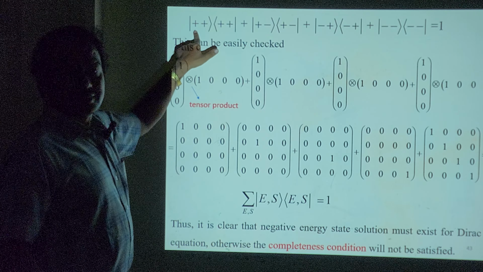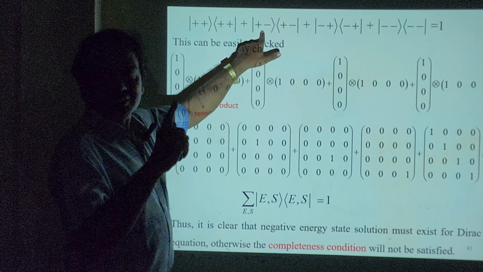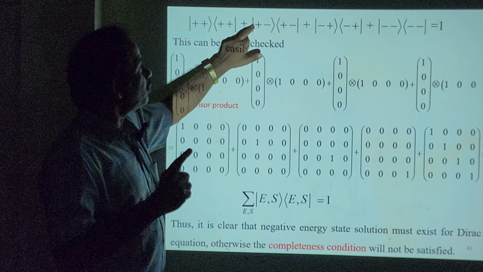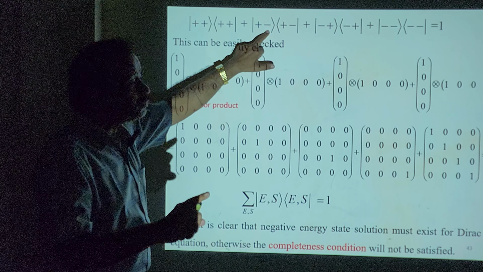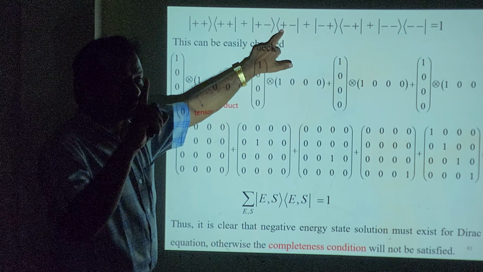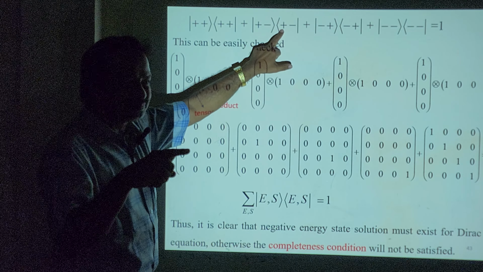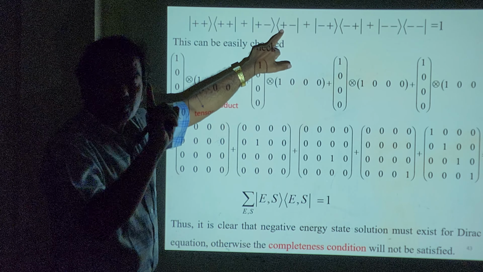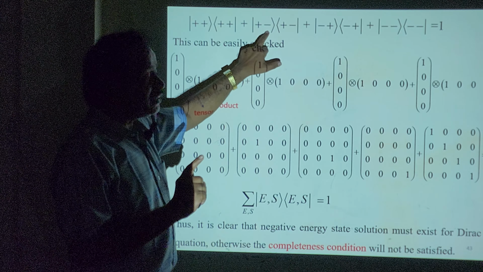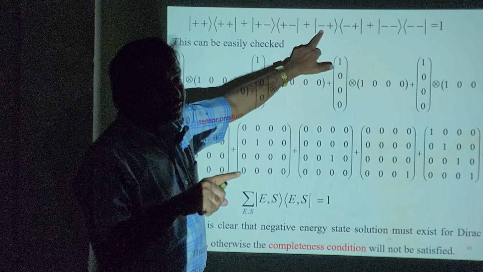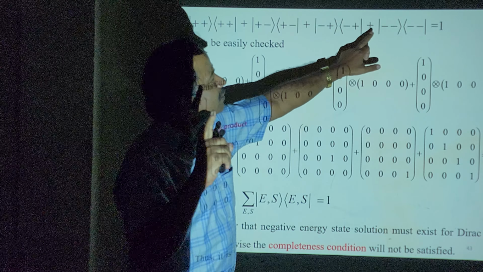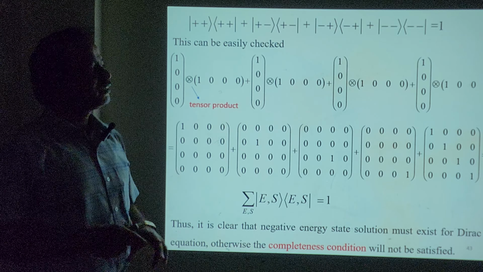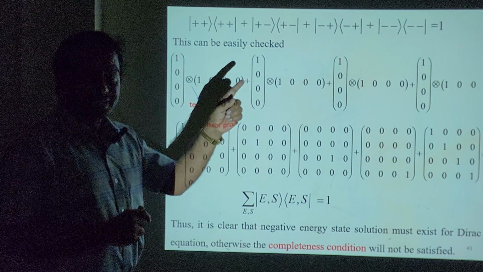So for plus plus with plus plus, both are spin up, and the answer is 1. It is not 0. For E plus spin down, if it is spin up with spin down, the answer is 0, but if both are spin down, the answer is 1. This is E plus spin down, answer 1. This is E minus spin up, answer 1. This is E minus spin down, answer 1. So the sum gives 1. It's an operator, the identity operator.